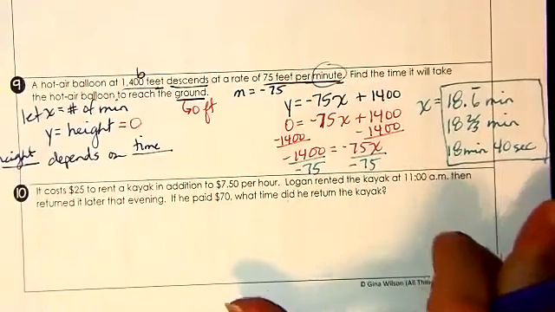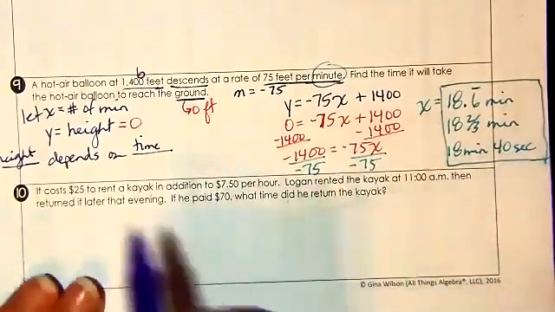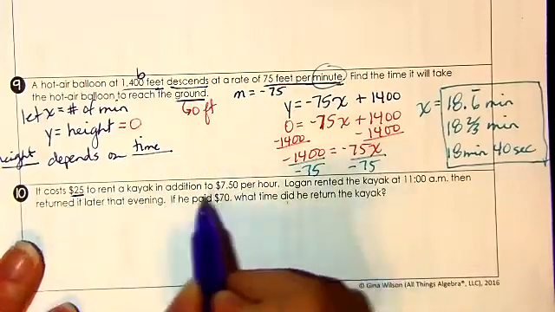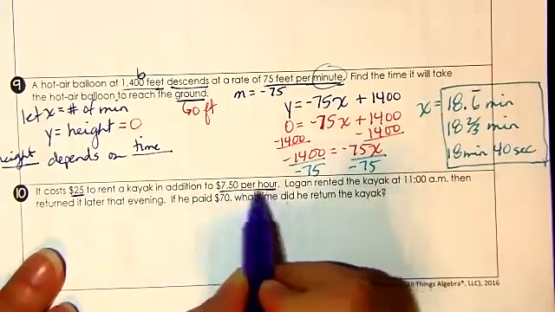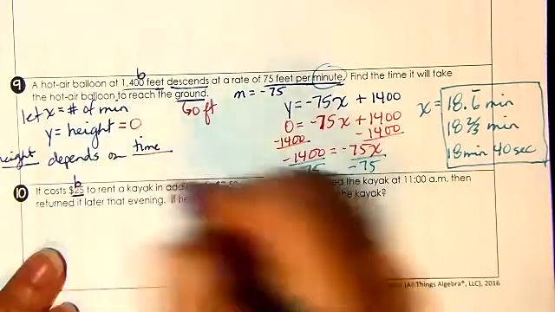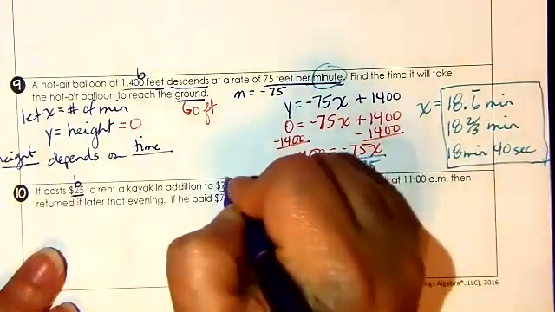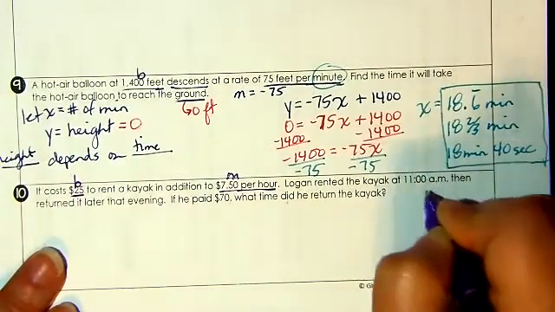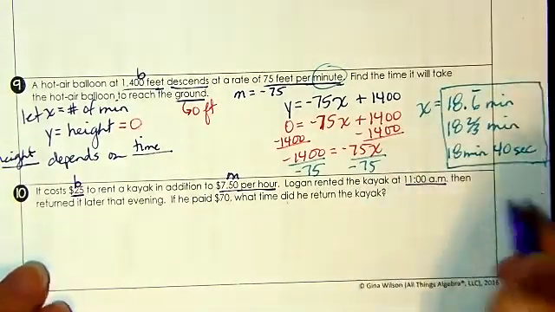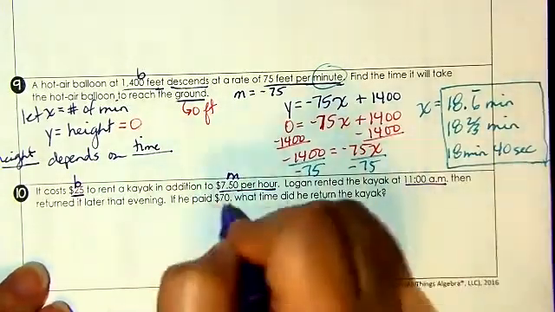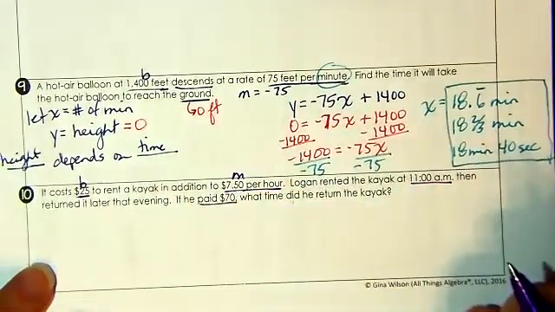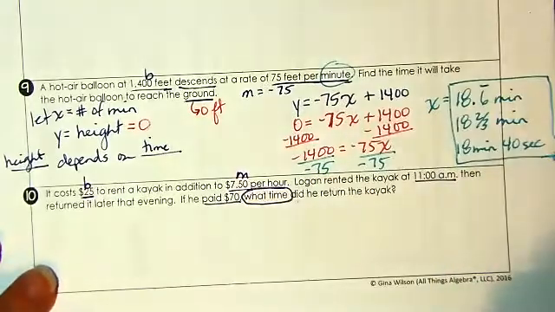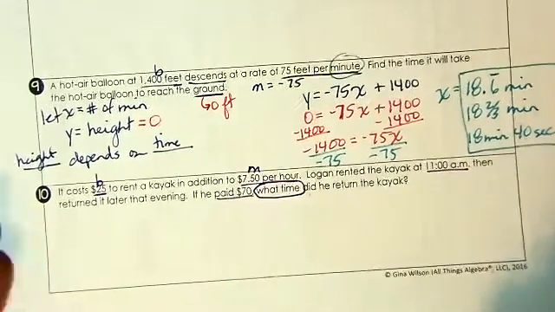Okay, so for number 10, again, we've got to label everything. So it costs $25 to rent a kayak in addition to $7.50 per hour. So the 25 is B, $7.50 is rate, so that's M. Logan rented the kayak at 11 a.m., then returned it later that evening. If he paid $70, what time did he return it? So I'm looking for what time.